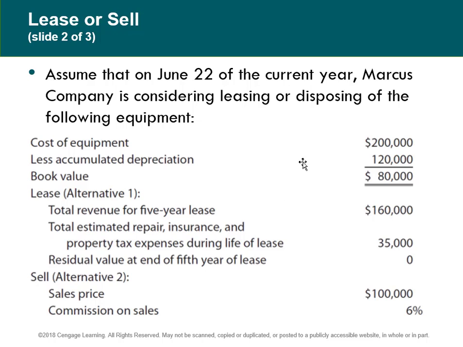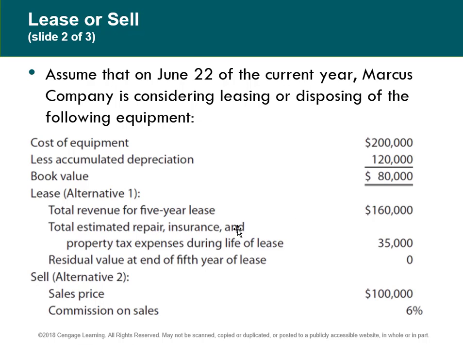Here are the facts: the equipment costs $200,000, the accumulated depreciation is $120,000, and the book value is $80,000. What do we know about these? These are all sunk costs. They're all in the past. We can't change them. So when we analyze things this way, we just look to the future. The first alternative is to lease it, and the total revenue for 5 years would be $160,000, with about $35,000 in estimated repairs over its life. Otherwise, we could sell it right now for $100,000 with a 6% commission.